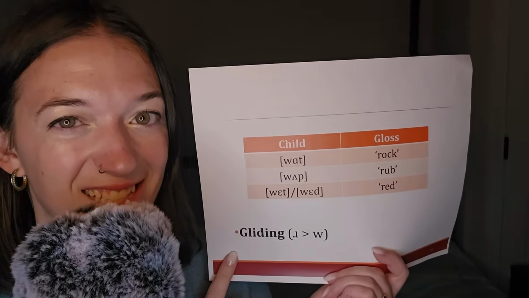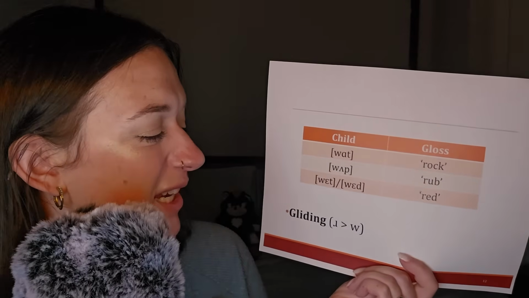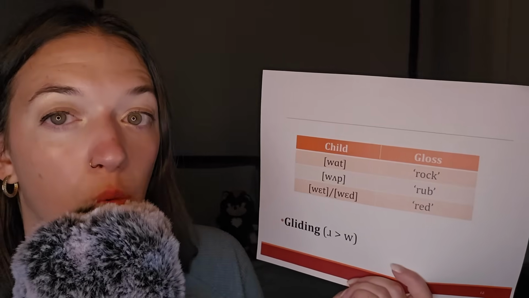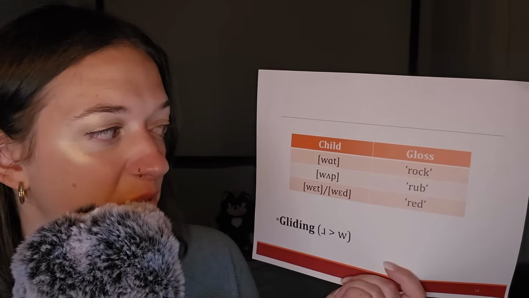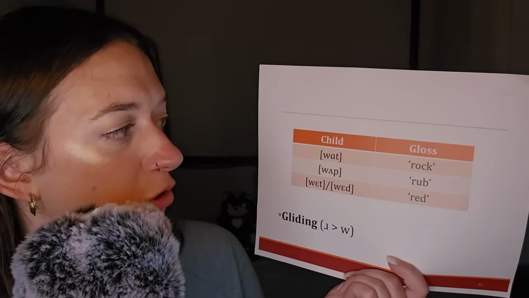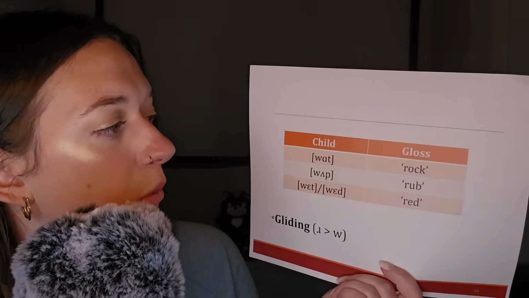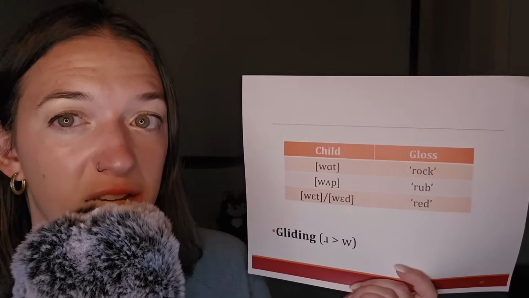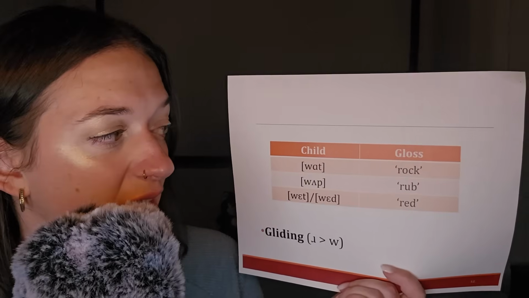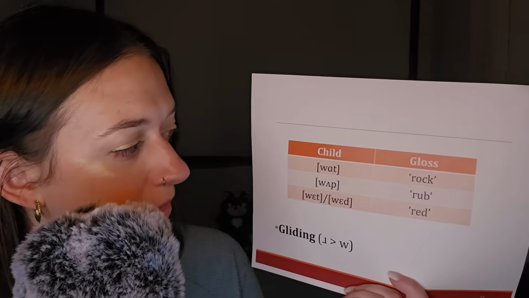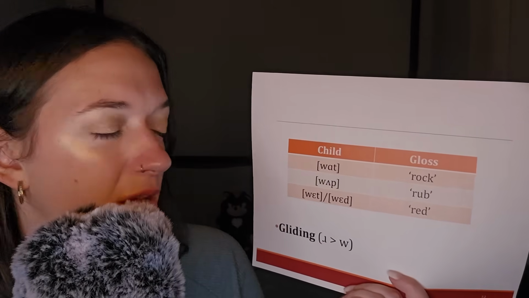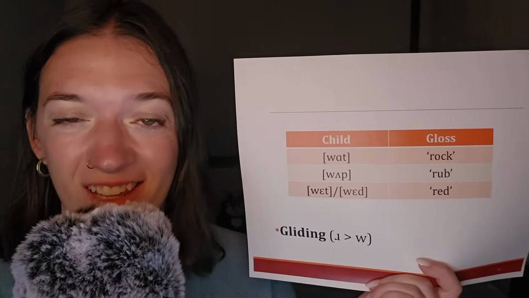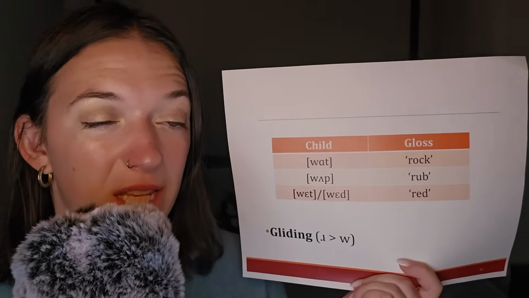Gliding is what I was just talking about. So gliding is when an r sound or an l sound is pronounced as a glide w, the bilabial glide. So rock might become wock or wat. Rub might be wub. If we have the final consonant devoicing plus gliding, rub could be wup. And red might be wed or wet. Because children glide a lot, they have a really difficult time pronouncing those liquid sounds.